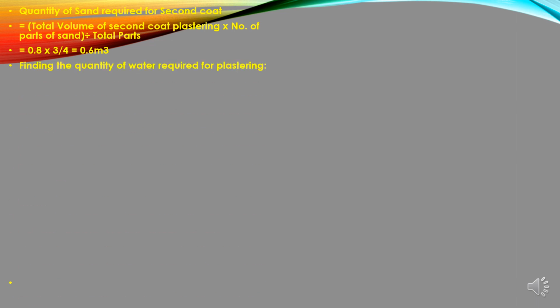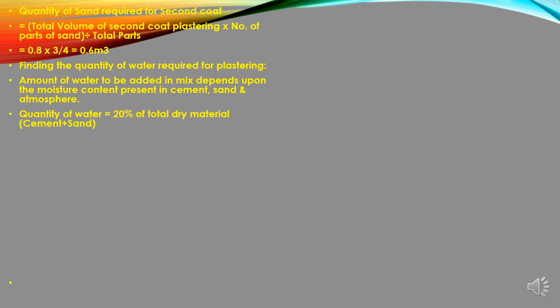Finding the quantity of water required for plastering. The amount of water to be added to the mix depends upon the moisture content present in the cement and sand in the atmosphere. Quantity of water is equal to 20% of the total dry material. 20% of 574 plus 2 plus 560 is equal to 627 liters.